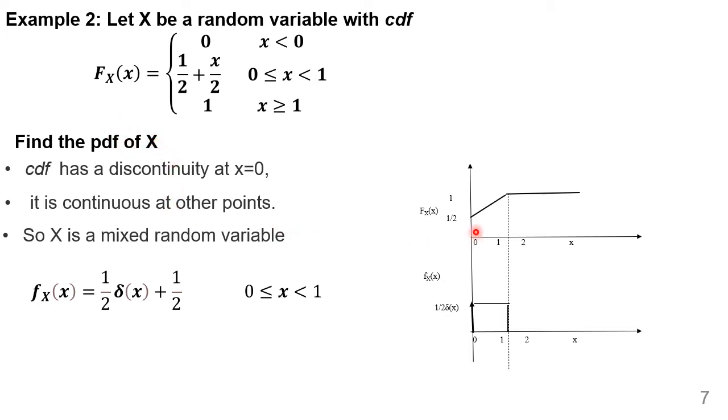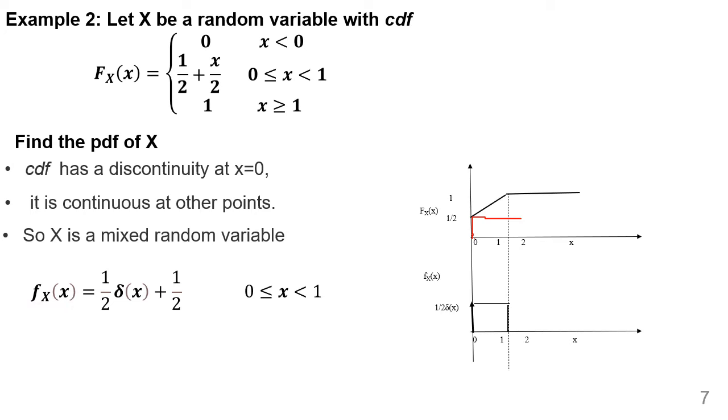Now if you look at this graph, you can understand that there is a discontinuity at x equal to 0. It suddenly jumps from 0 to half. So usually we represent it by a step function. And later on you can observe that it is continuous in nature. So therefore it is a mixed random variable. In order to get the PDF, we need to differentiate.